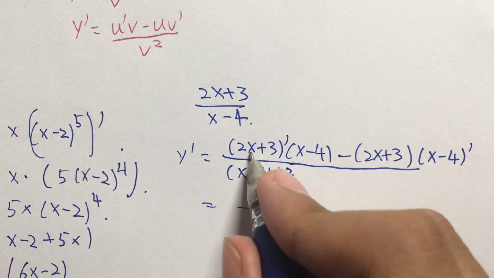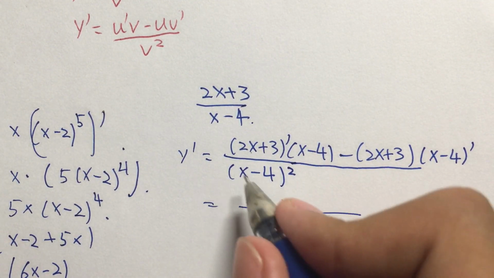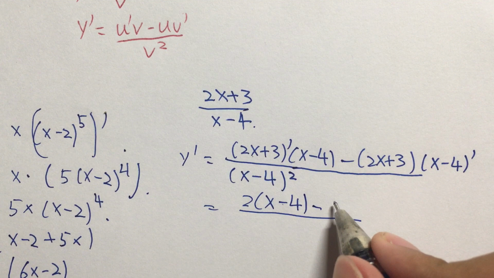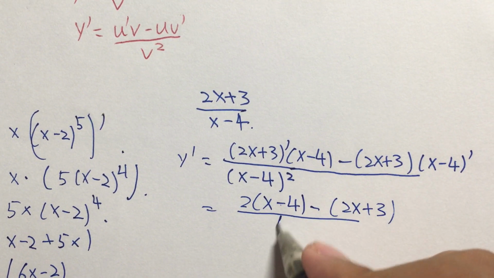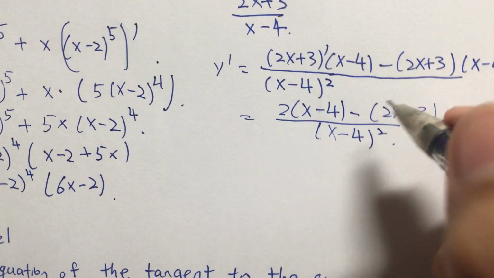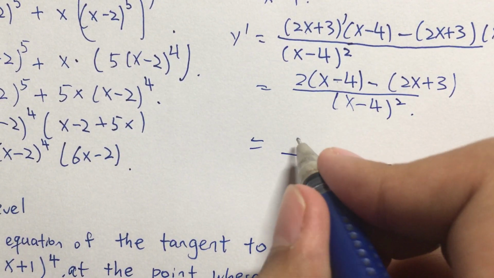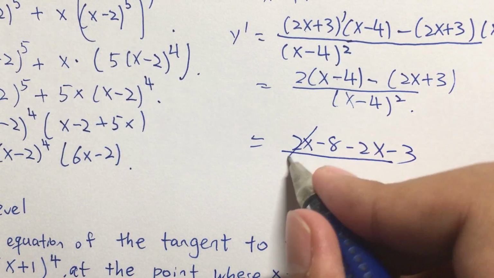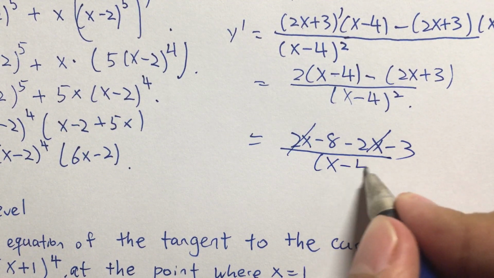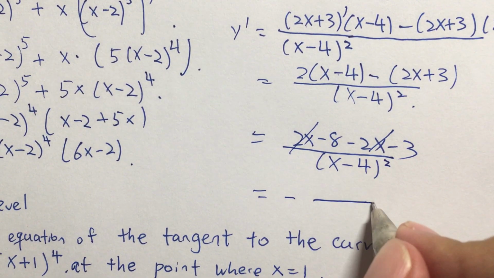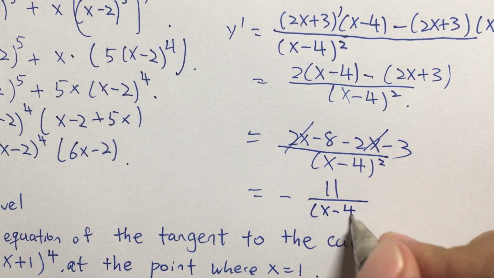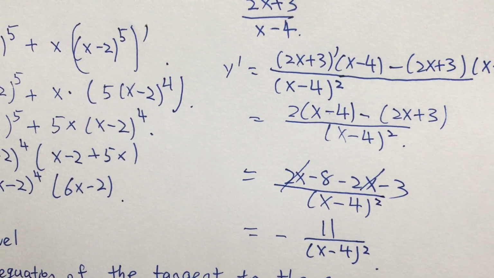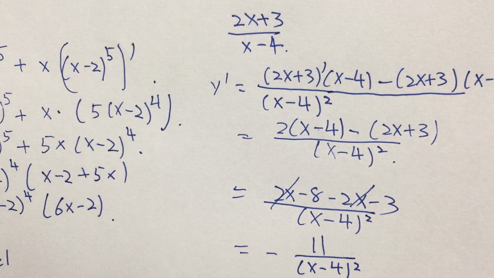This becomes 2, this becomes 1, so it becomes (2x minus 8 minus 2x minus 3) over (x minus 4) squared. The 2x terms cancel, and this is equal to negative 11 over (x minus 4) squared. And we solved it. So these two are okay, right? But it requires a lot of calculations.